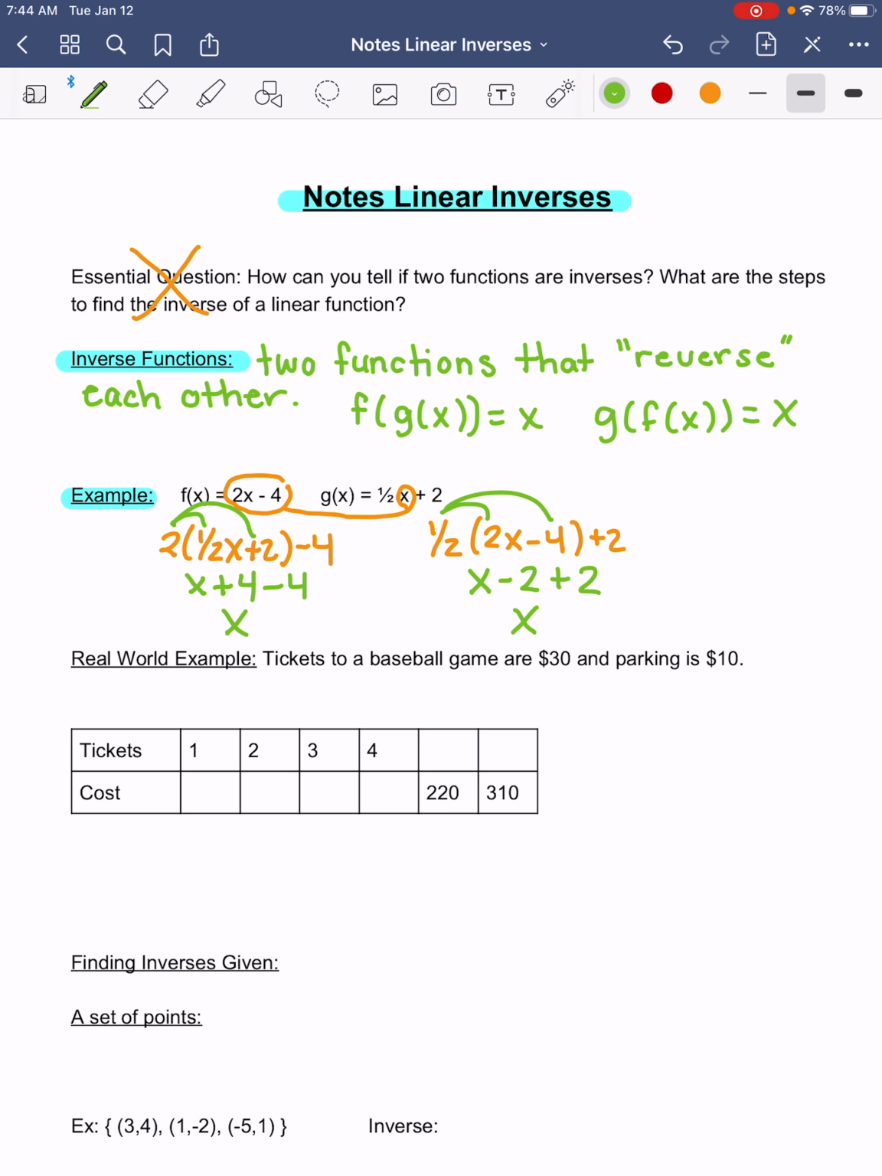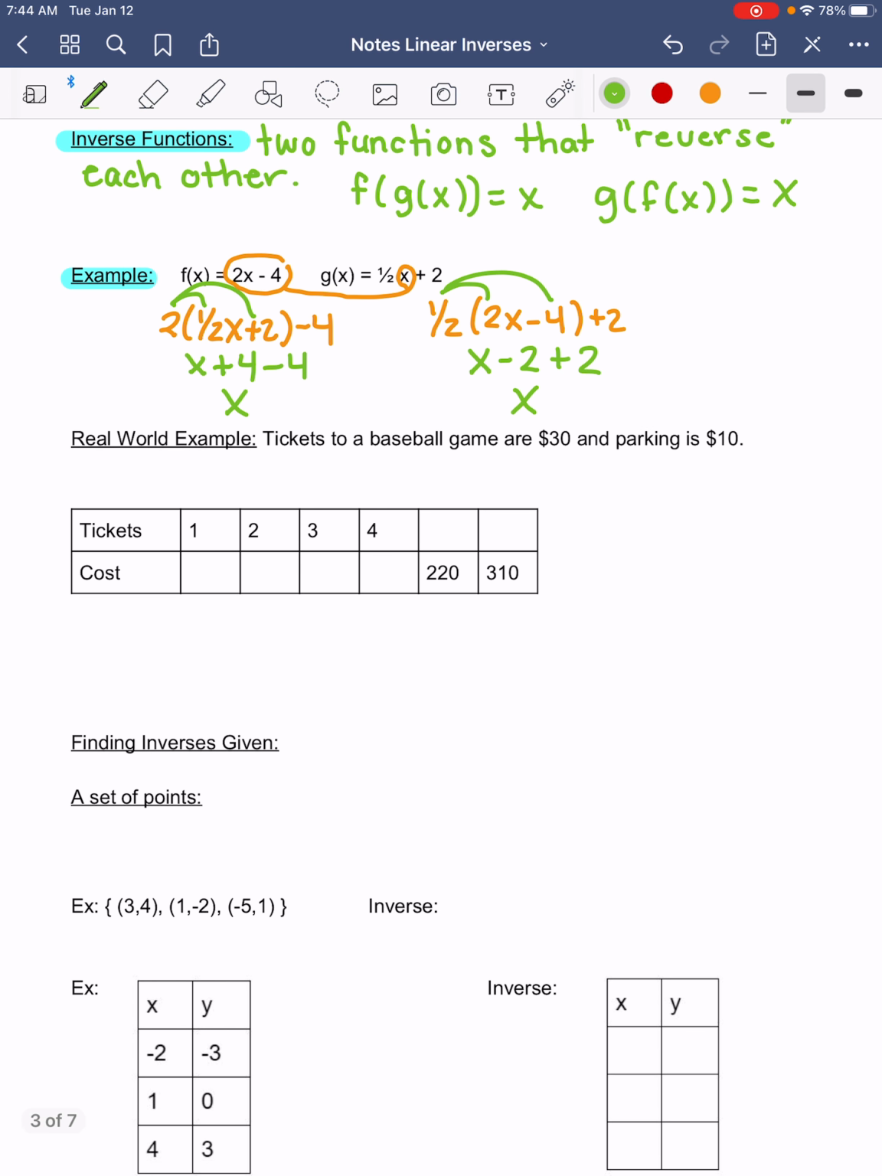So here's a real-world example of inverse functions. So you guys can go ahead and write down the problem. The real-world example: tickets to a baseball game are $30 and parking is $10. You can draw this little table. So if I told you how many tickets I was buying, you could probably figure out the cost, right? And there's an equation we could write with it. But what if I gave you the cost and asked you to find the number of tickets? They're kind of inverse functions.